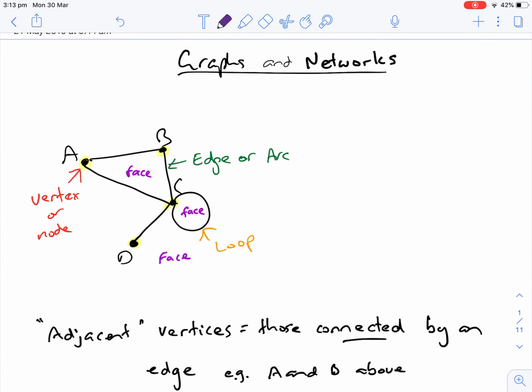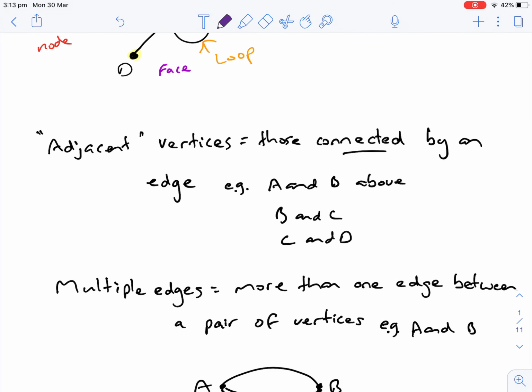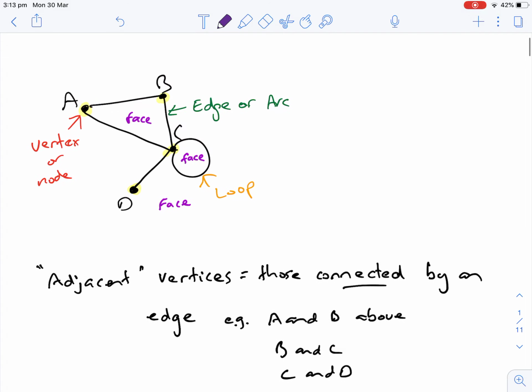Now there's a whole lot of terminology you need to get familiar with, so we'll start with some of those. First we're going to use the term adjacent vertices. Those are vertices that are connected by an edge. So in the diagram above, A and B would be adjacent because they're connected by an edge. A and C would be adjacent, B and C would be adjacent, and C and D would be adjacent.